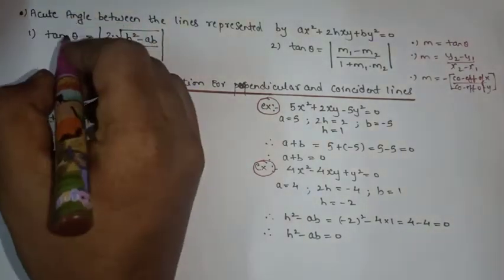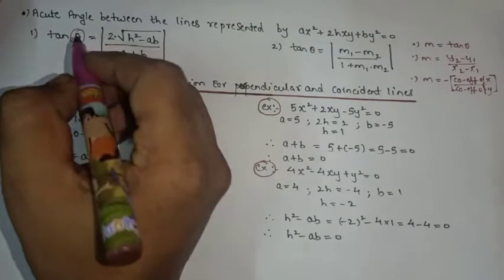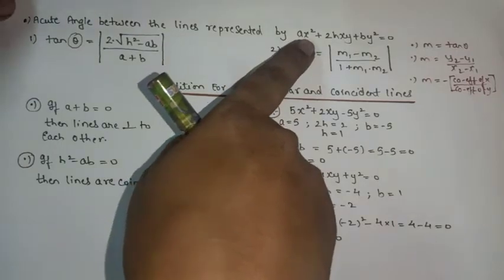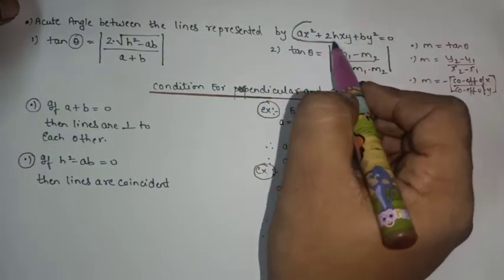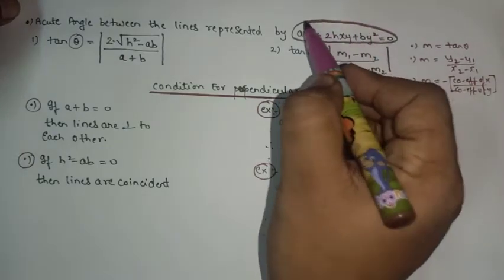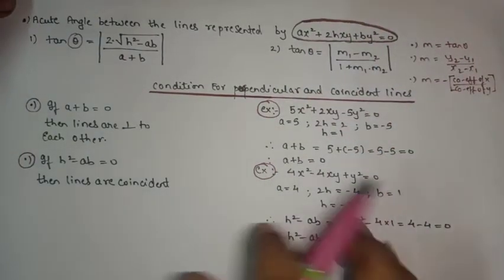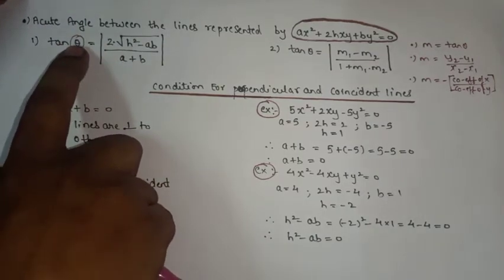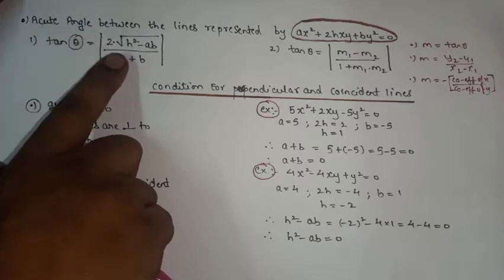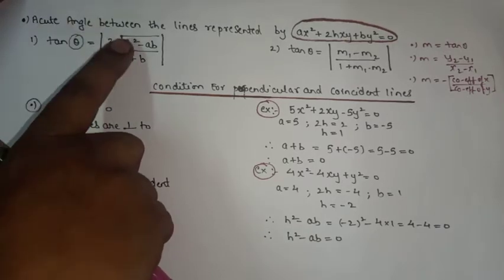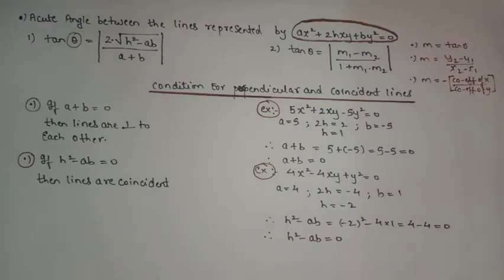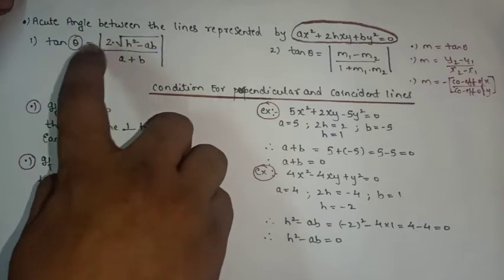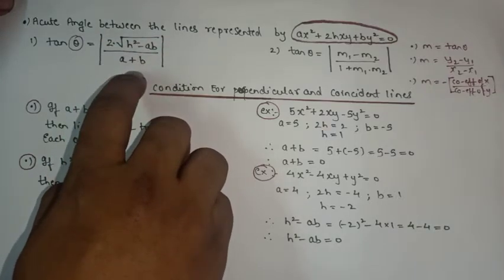So here theta is the angle between the line represented by this equation, that is ax square plus 2hxy plus by square equals to 0, where theta is the acute angle, and see to it that the final answer of theta it should be less than 90, because it says that theta is the acute angle between the lines. So what is the formula? Tan theta equals to mod 2 into root h square minus ab upon a plus b.